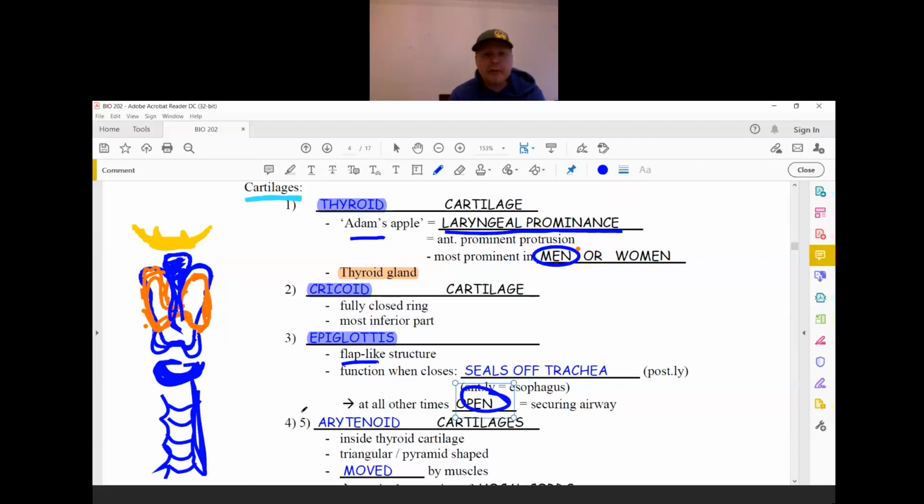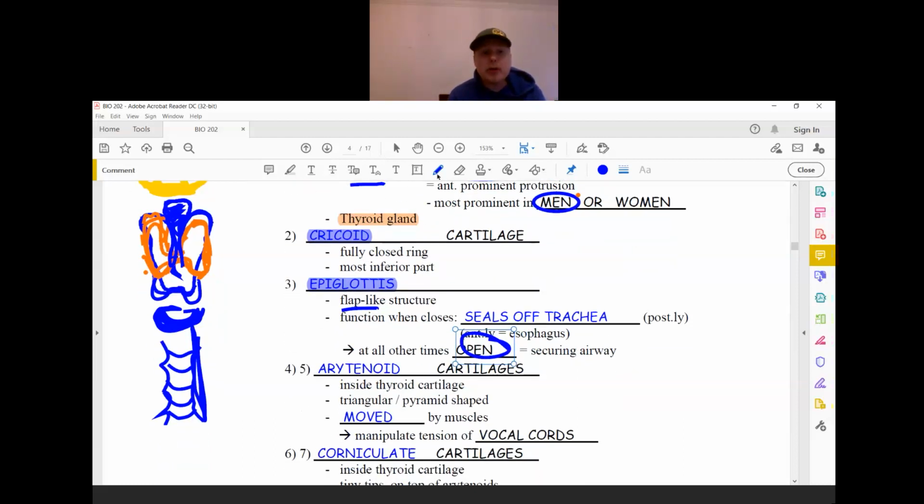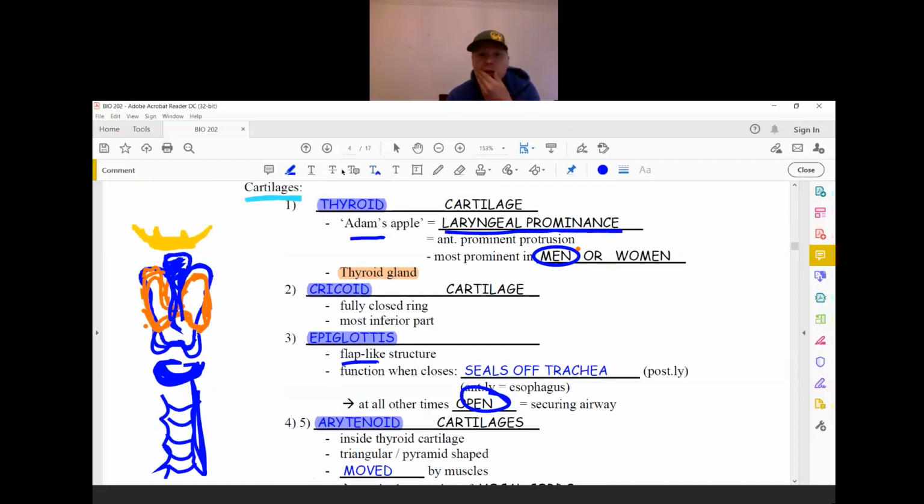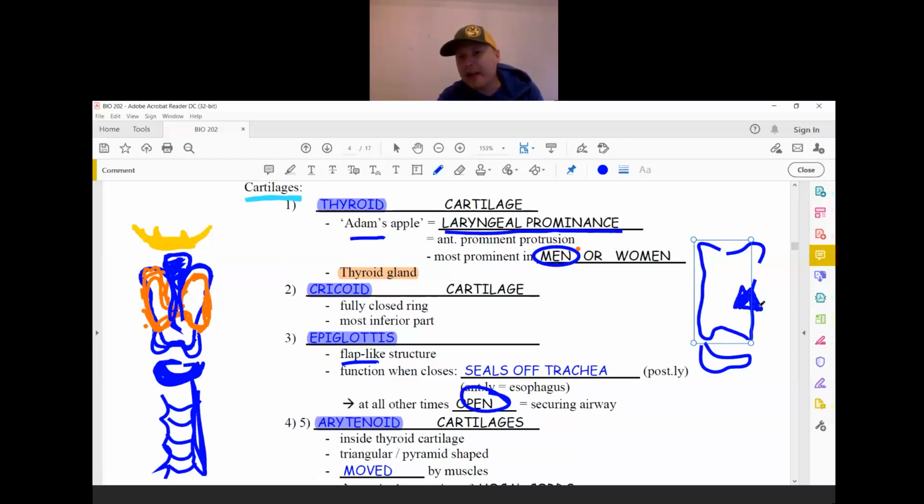Let's add arytenoids. So arytenoids would be structures located inside the thyroid cartilage, and to draw those, I'm going to draw a side view of what we've just seen. So there's our thyroid cartilage. We'll just accept that it goes there. Our cricoid cartilage, and arytenoids are kind of these triangular structures located inside there. You can think of them looking a little bit like pyramids if you wish.